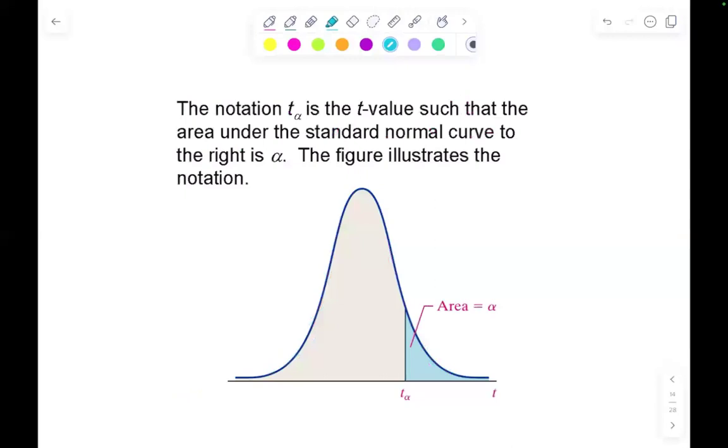We get these T values just like we get our Z scores. We use a table. We also have something in the calculator, which I'll show you in a little bit. So T sub alpha is the T value that has area alpha to the right. We did this with Z. We talked about this on Tuesday. If I have a 95% confidence level, 1 minus 0.95, or 0.05, would be my alpha.